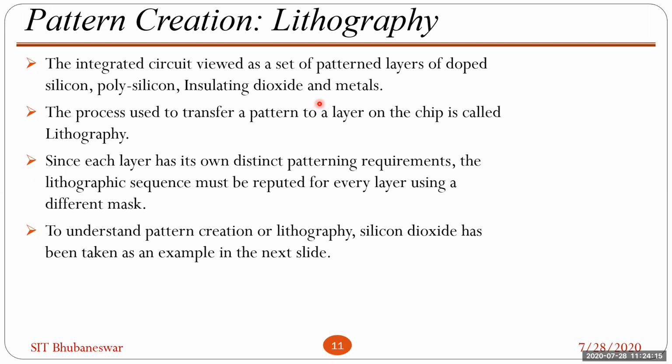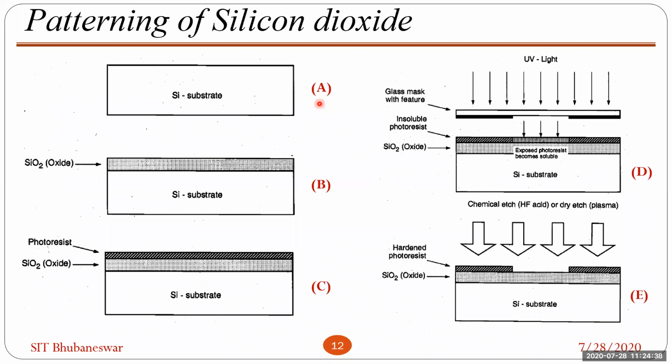Here, for patterning, we'll take the example of oxide: how to pattern an oxide on a simple silicon substrate. From that we will understand what patterning is, then we'll go to NMOS fabrication. This is the patterning of silicon dioxide. This is the example, but metal patterning, polysilicon patterning, or other oxide patterning is also there. This is one type of oxide patterning, silicon dioxide.